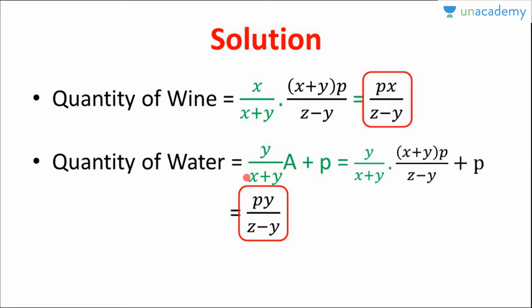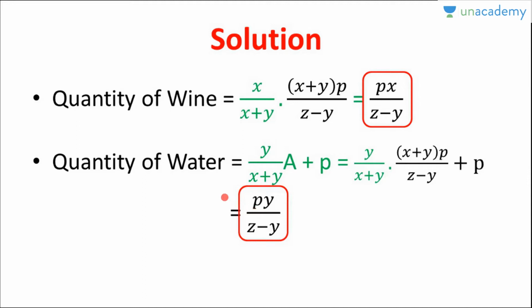And this will be the final quantity of wine in this solution. Similarly, the quantity of water is y upon x plus y times A plus P. In place of A, I have substituted x plus y times P upon Z minus y. And finally, you will get P times y upon Z minus y. This will be the final amount of wine and water in this solution if I add P liters of water to this solution.